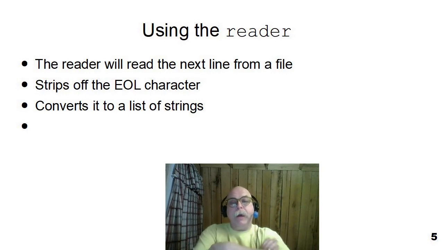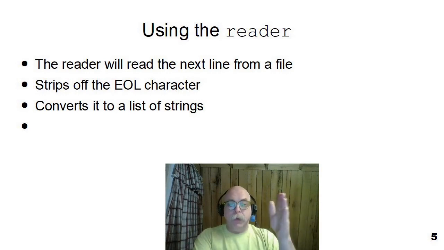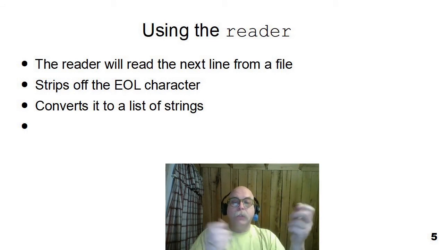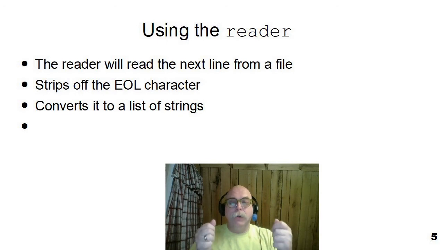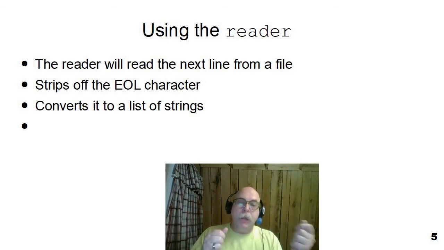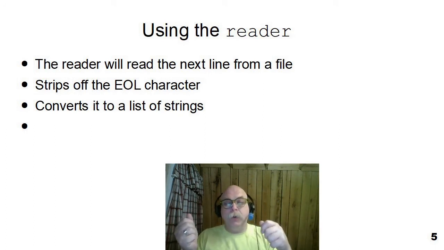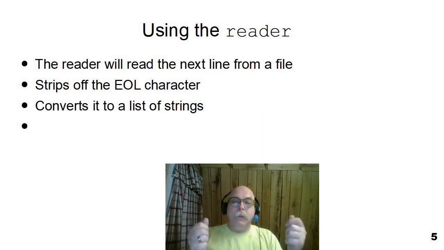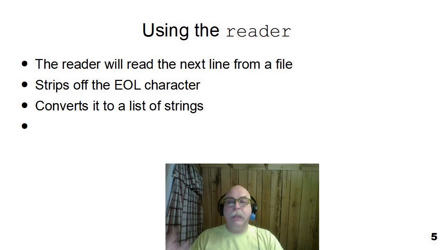Now, one thing about the reader is even when you're reading in a list of numbers, 1, 2, 3, with commas, it's going to give you a list of strings. It's always going to return a list of strings. So if you need to use the numbers as a number, you need to be sure to cast them into the proper kind of number. So let's see an example of that.